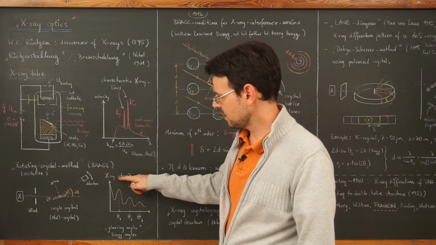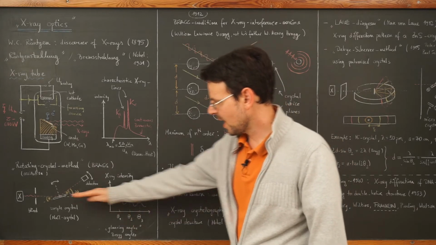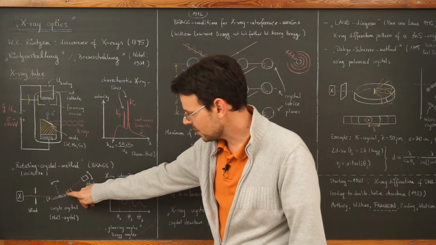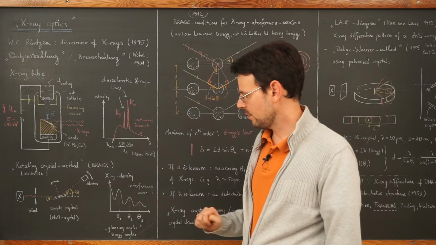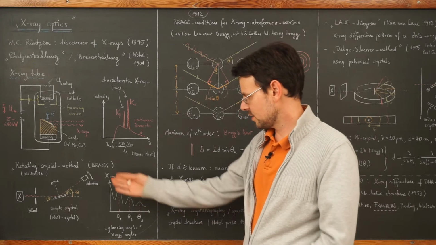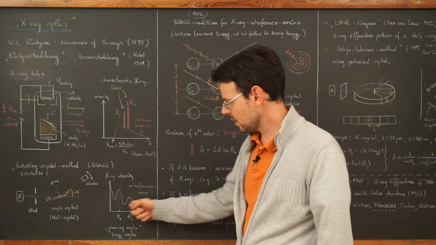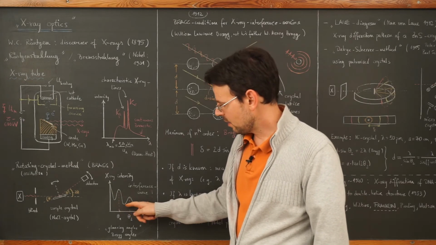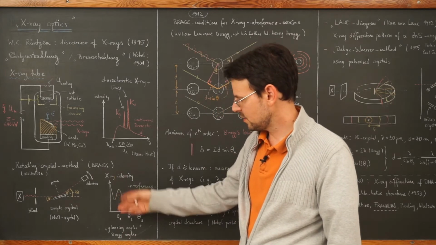Here is the intensity registered by this counter, and here is the rotation angle. Measured is this angle. Actually it's 2 theta, but here we have the angle theta itself. And then this clearly is an interference curve. We have distinct maxima and we have minima. Now these minima, as opposed to optics, are not zero. The intensity is not 0.